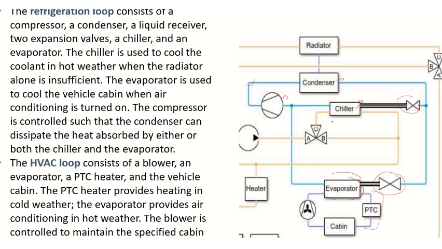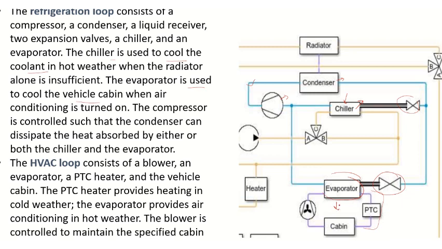So this chiller here is used to cool the coolant in hot weather when the radiator is not sufficient. The radiator is providing the cooling actually. If that cooling is not sufficient to cool the coolant, then we will take help of the chiller. Then the chiller will cool the coolant. The chiller is used to cool the coolant in hot weather conditions. And the evaporator is used to cool the vehicle cabin.